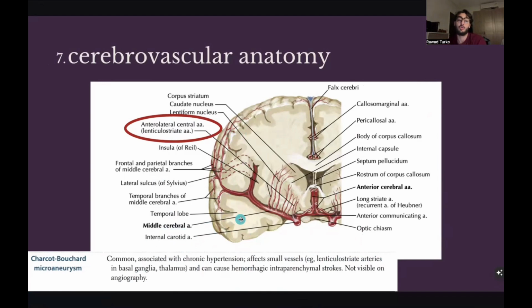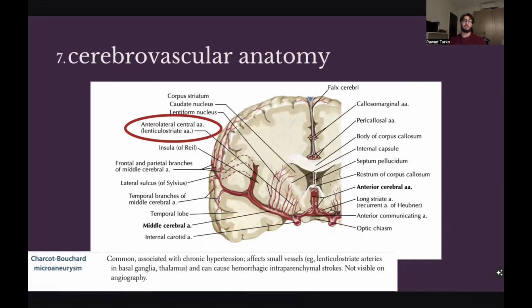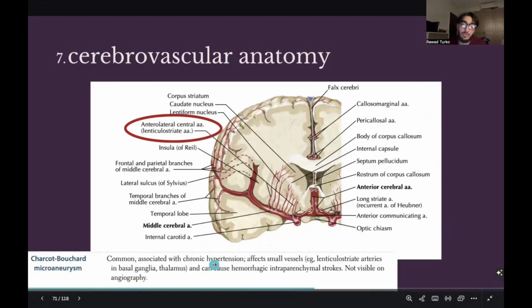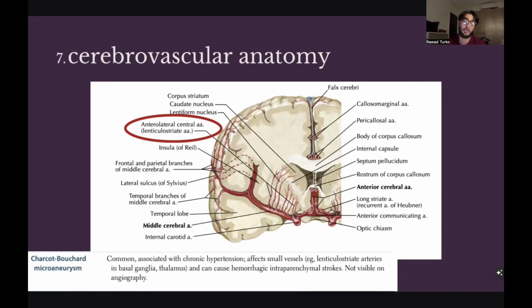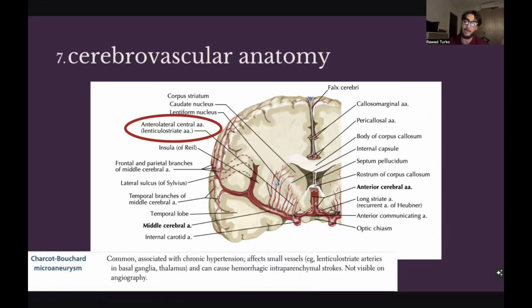Okay, and these can cause lacunar strokes. So that's what the name is, lacunar strokes. And since they're supplying the internal capsule, they're going to lead to very devastating results. It could be hemiparesis, it could be hemianesthesia, very devastating results. And because they're microaneurysms, they're also the most common cause of intraparenchymal hemorrhages in elderly patients. Okay, so these small arteries here are very clinically significant.